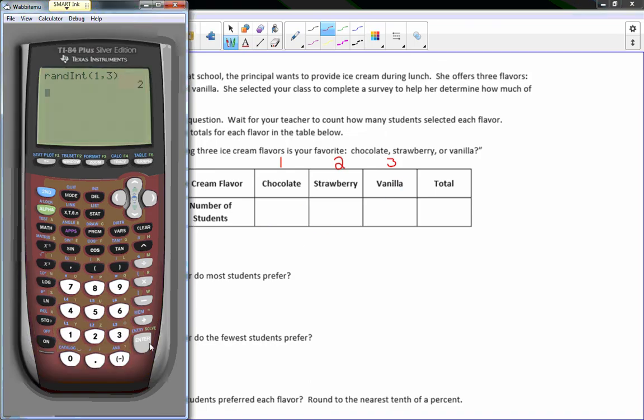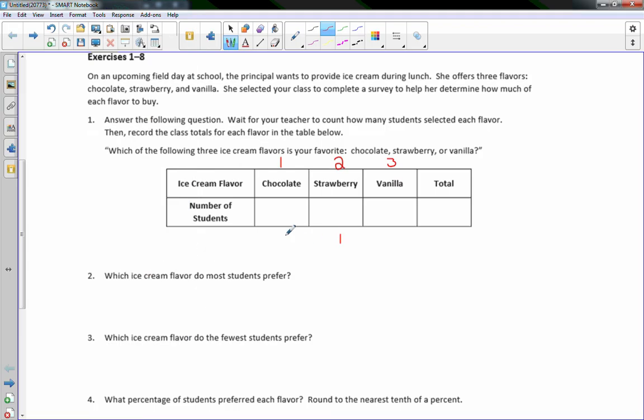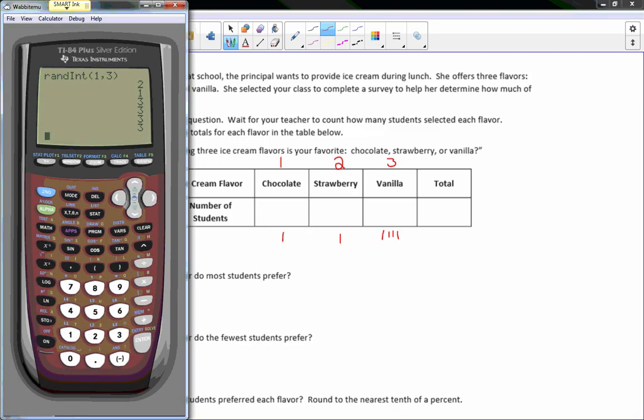Okay, so if I hit enter, I got a 2. That means that was a strawberry choice. So I'm going to do 5 at a time. Ask another: there's chocolate, vanilla, vanilla, vanilla, vanilla. Okay, so I'm going to do a tally below and then I'm going to write it in. So I have 1, 2, 1, 1, and 4 3s. So that's 6 people. And I'm going to do this again.